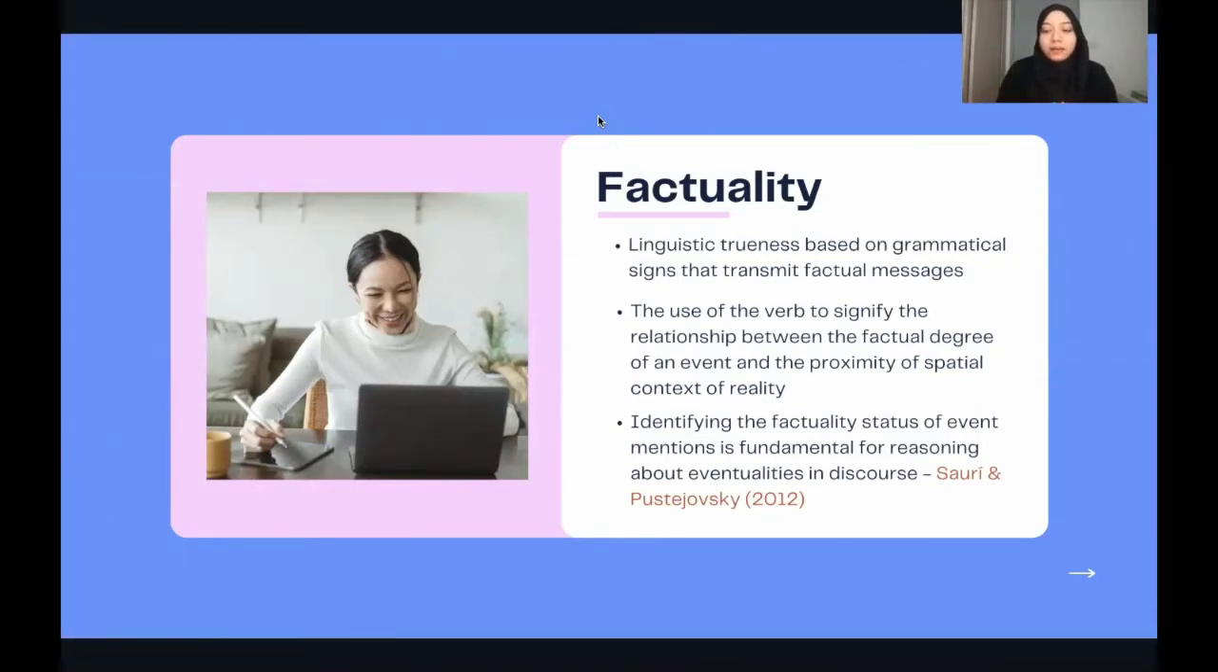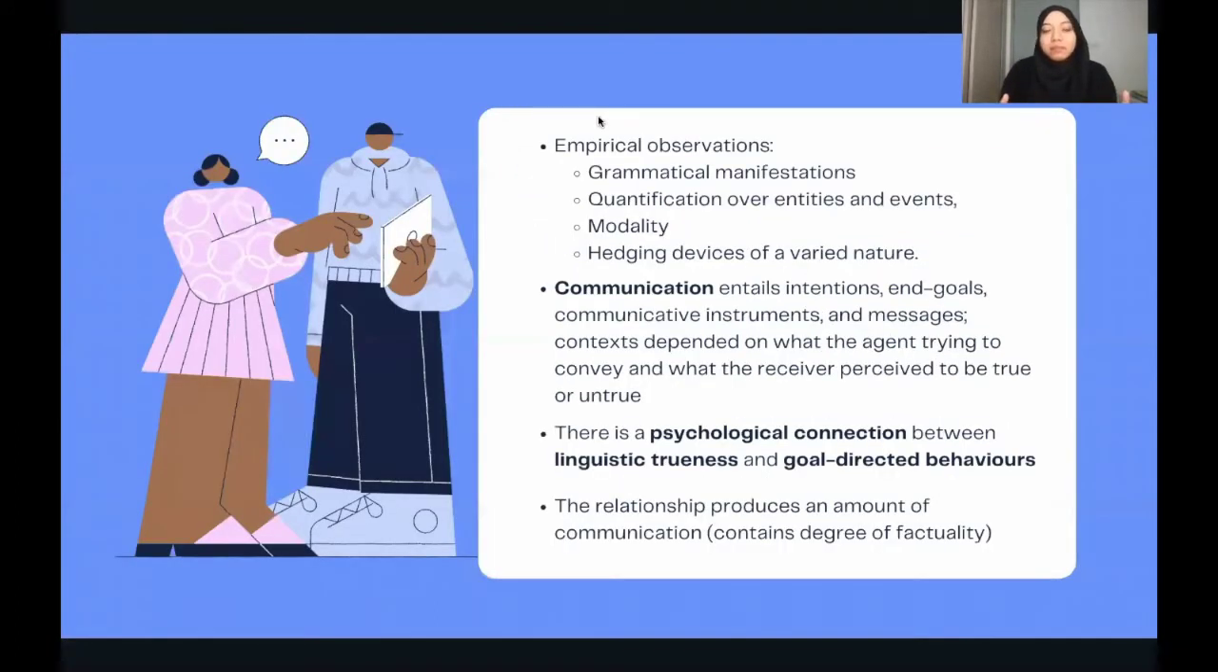According to Sabri and Pustejovsky 2012, identifying the factuality status of event mentions is fundamental for reasoning about eventualities in discourse, right? So what are the empirical observations that can be listed in order to justify factualities? Some of them are grammatical manifestations, quantifications over entities and events, modality, and hedging devices of a varied nature.